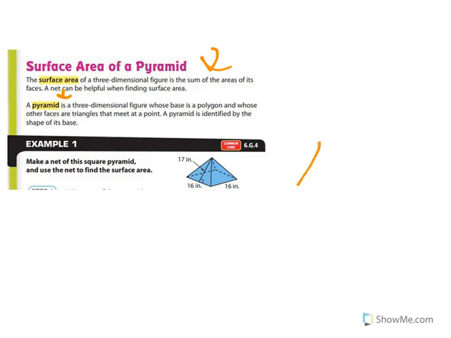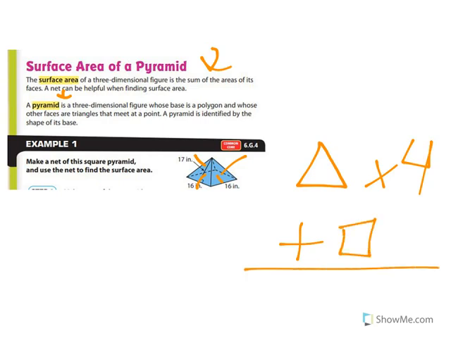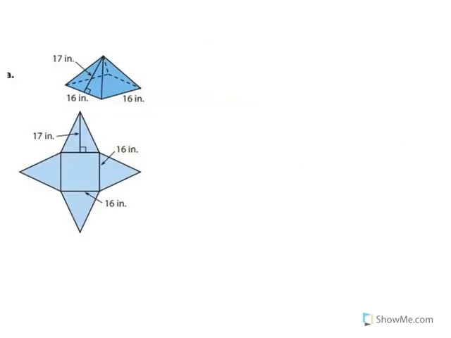All right, so the whole idea here is you need to find the area of the triangle, and then you see that there is one on the back there, 2, 3, 4 triangles that you're going to have to multiply together, and then you add it to the square base down below. All right, so the net helps us calculate that, and you'll see that here because it's unfolded now.